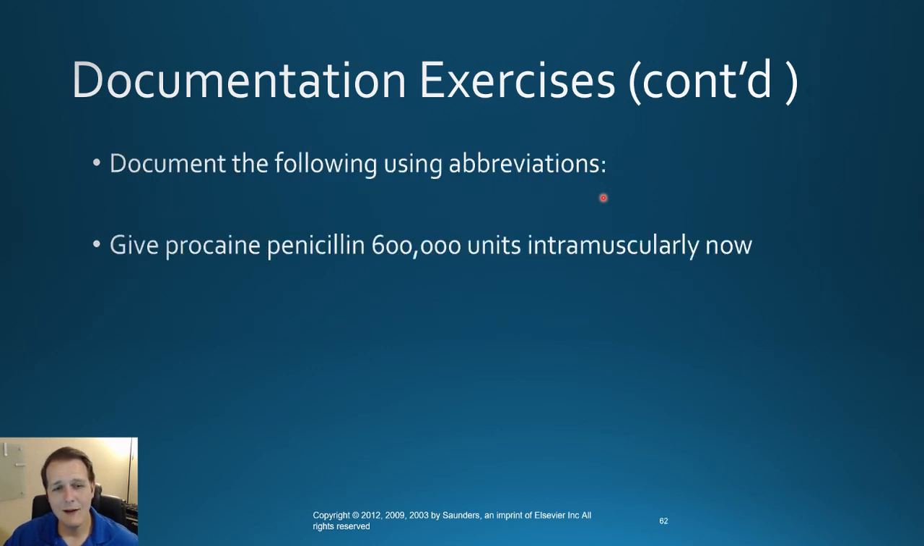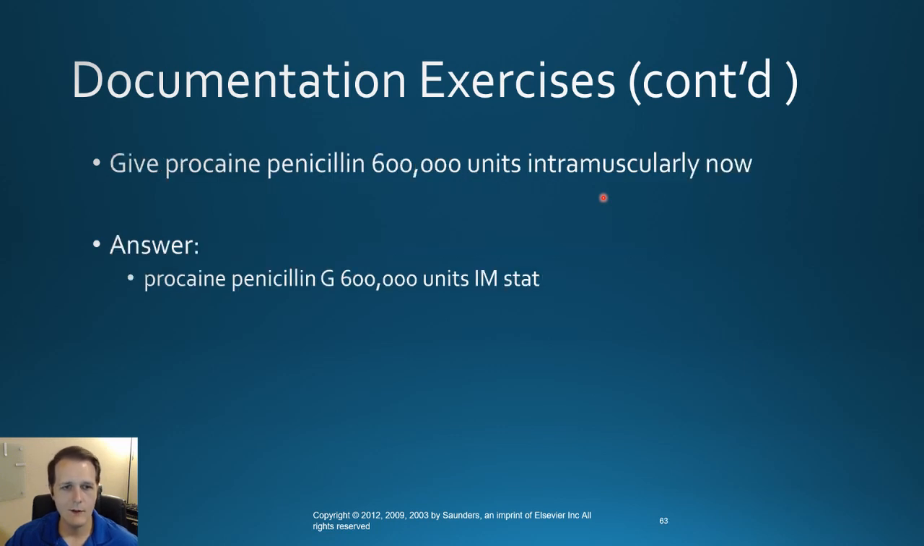Next we have procaine penicillin, give 600,000 units intramuscularly now. And again, how would you abbreviate that units? Would you just say U? Obviously not. You would not do that, right? Because that's one of those do not use abbreviations that the Joint Commission put out there. So here you can put procaine penicillin G, 600,000 units, write out units, IM stat. That means it's a one-time order, giving it right now.